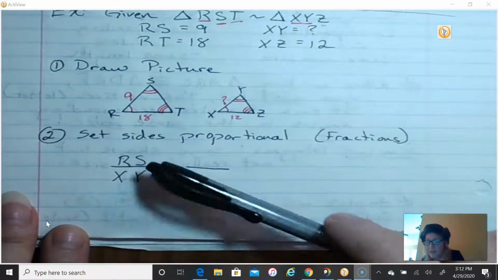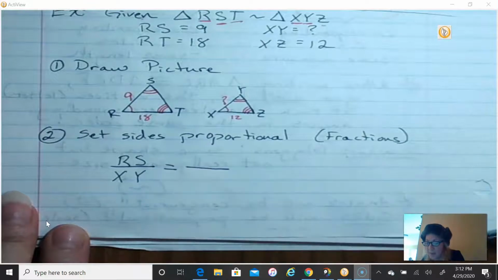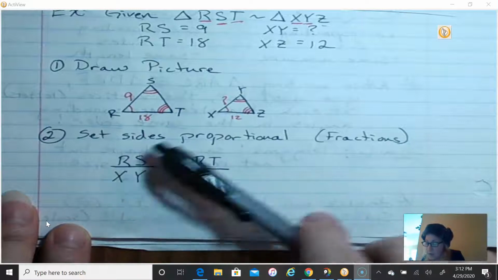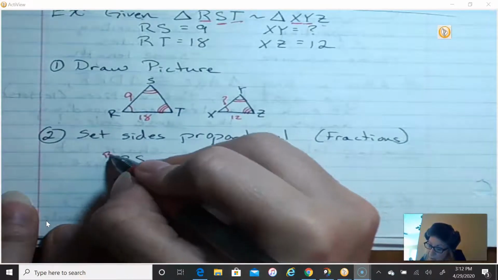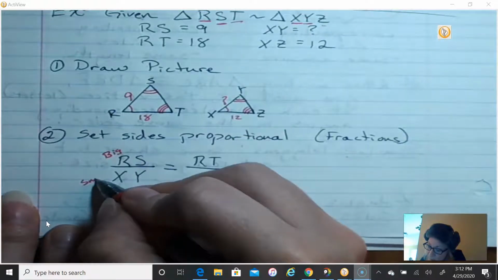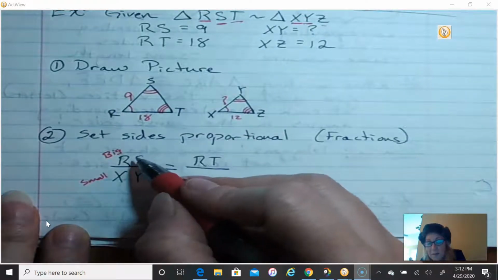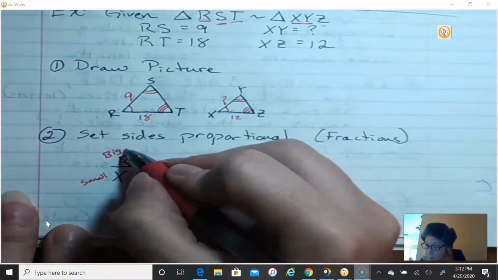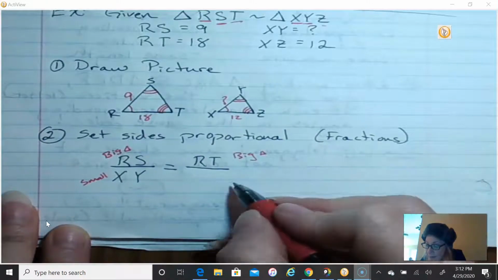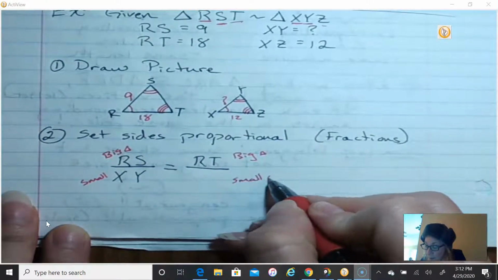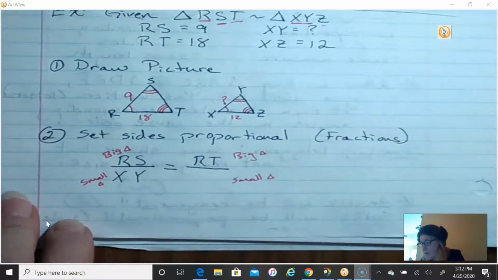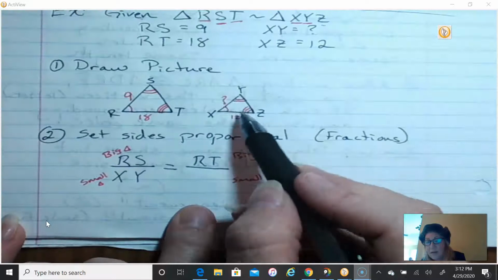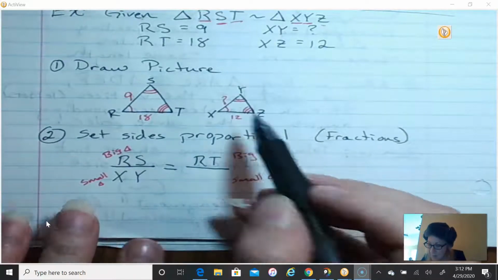Equals, remember proportion is 2 fractions with an equal sign. Okay, the next one is RT. The big triangle stuff needs to go on top. Small on bottom. If you put big on top over here, then you better put big over here as well. The big triangle. And then small is going to go down here. Small triangle. So RT, side RT, corresponds with which side over here? XZ. That's right.